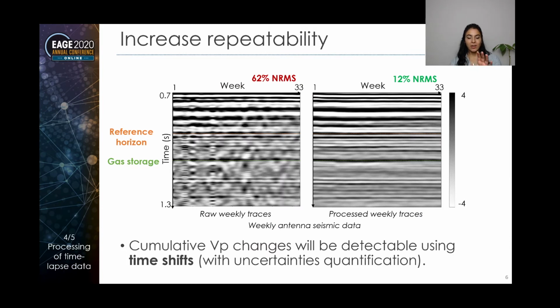And you can see that on the left side of this slide, we have the raw seismic data and we have a bad repeatability with 60% normalized root mean square. And on the right side, you can see that we reach 12% in RMS, which is a very good repeatability for an onshore reservoir monitoring system. Thanks to this processing sequence, we can now detect the 4D effect in time shifts at the gas storage level.